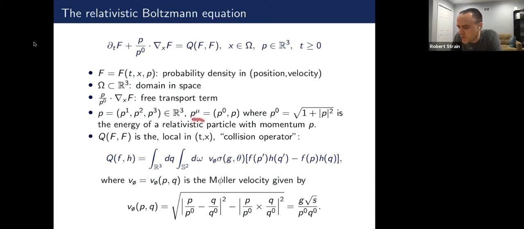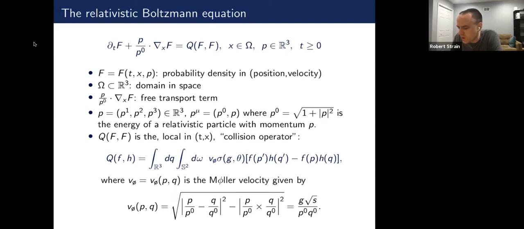In relativity, we also use the notation P mu, where P mu is a 4-vector. It has 4 components: P0 and P, where P is the 3-vector from before. P0 is the relativistic energy. It's the square root of 1 plus P squared, where P squared is the Euclidean norm squared of the 3-vector P. And then Q is a non-local in t and x collision operator, which you can write as Q(F,H), and it's this integral.